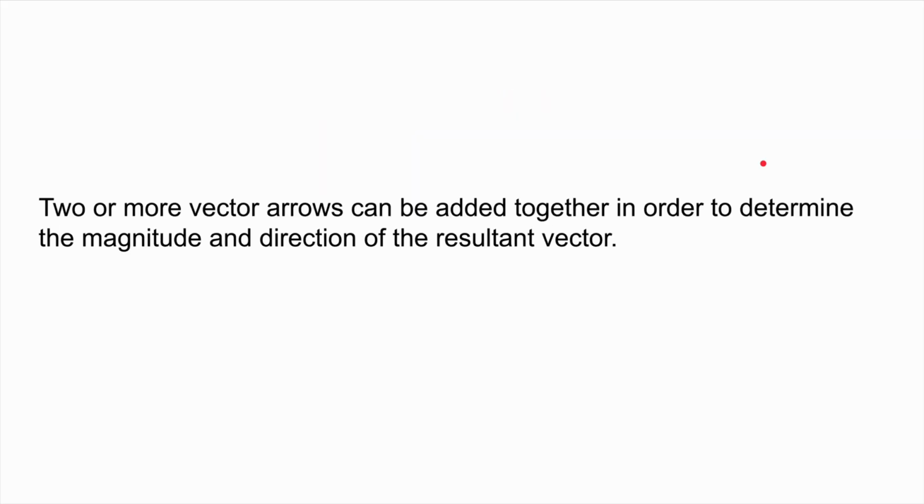Now, if two or more vector arrows are added together, we can determine the magnitude and direction of the resultant vector using a technique that's kind of cool. In this case, instead of them going in the same line, back and forth to the right or left, I have one going to the right and one going up. So what happens in this case? Well, it's really not that challenging.